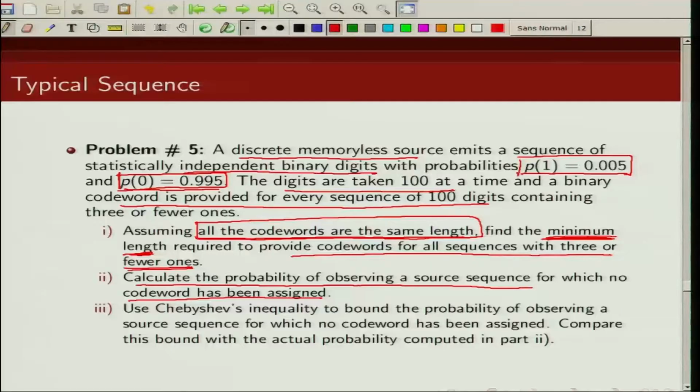So the second part of the question asks us to calculate this probability, and the third part of the question says, use Chebyshev inequality to bound the probability of observing a source sequence for which no code word has been assigned. So in part B we are going to compute that exact probability. In part 3 we are going to use Chebyshev inequality to get an upper bound on that probability, and we will compare that probability with the actual probability that we will compute in part 2.